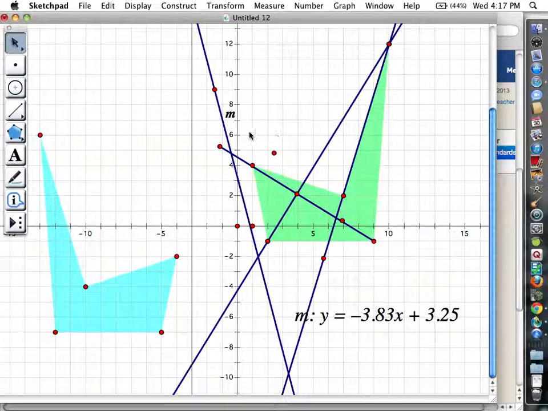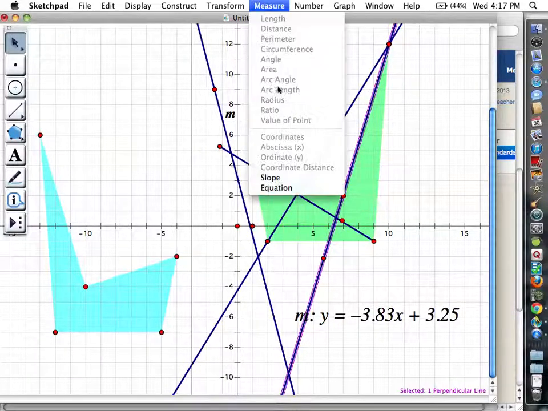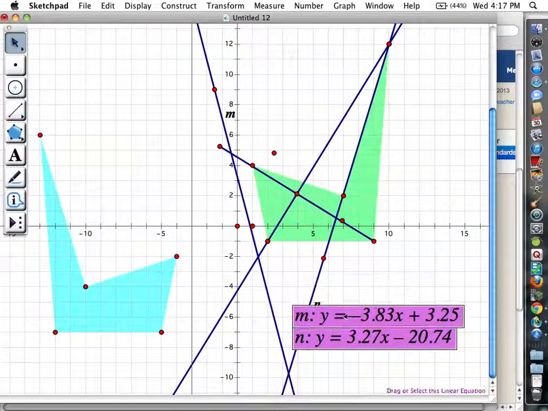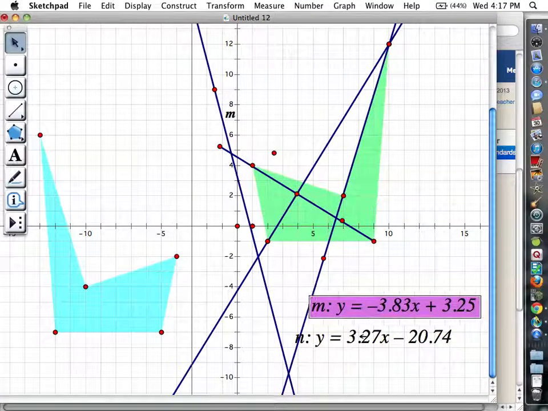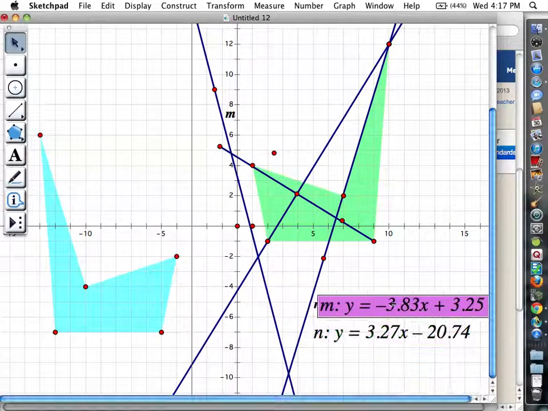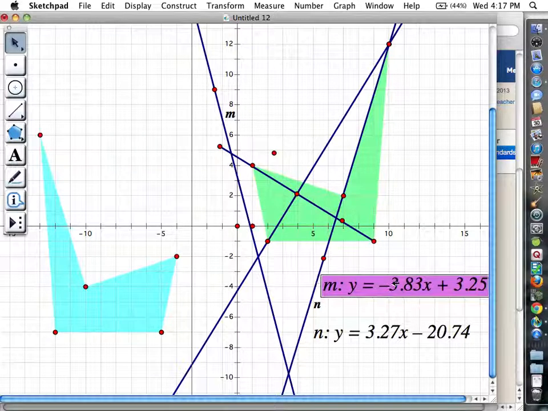So my first reflection line was this one here, M. The second reflection line was this one here, so we'd like to measure it and get the equation. So we have M, that equation, we have N with this equation, and I'm guessing we'll also have O, and O is here.